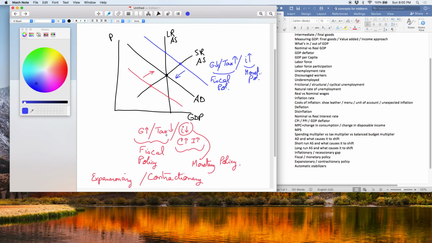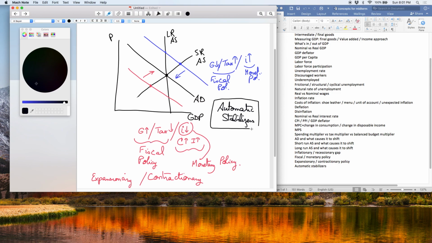To get around this problem, we have what are called automatic stabilizers. So automatic stabilizers are rules that we have on the books, programs we have on the books, which automatically increase spending when there's a recession and decrease spending when there's an overheated economy. Okay? What are types of automatic stabilizers? For example, unemployment compensation.